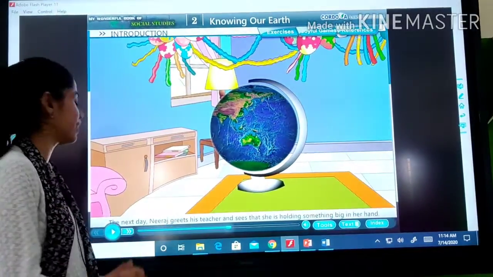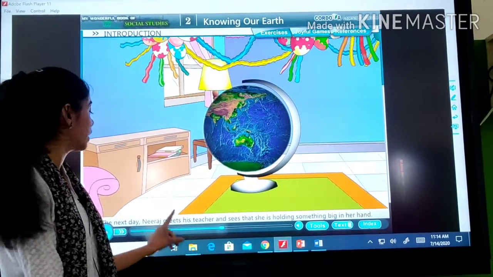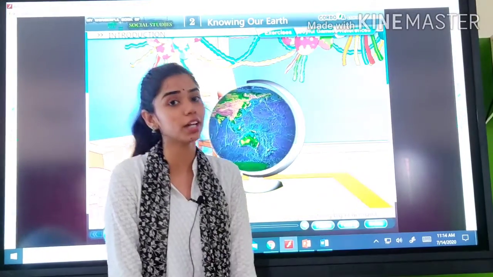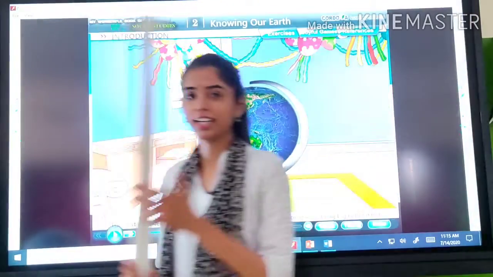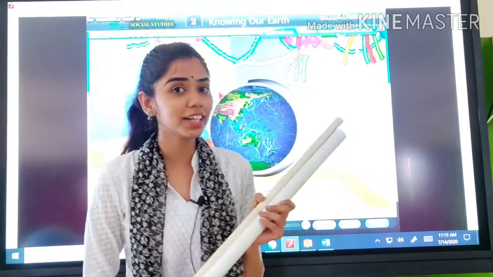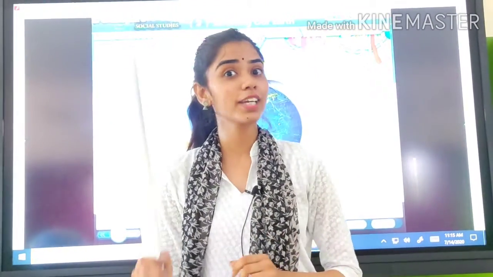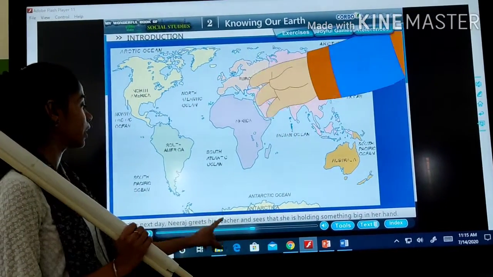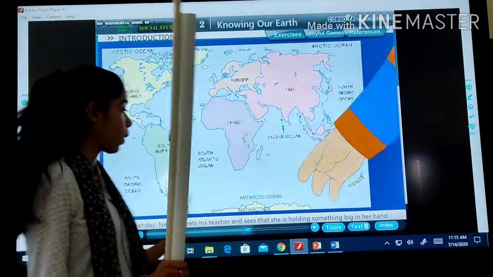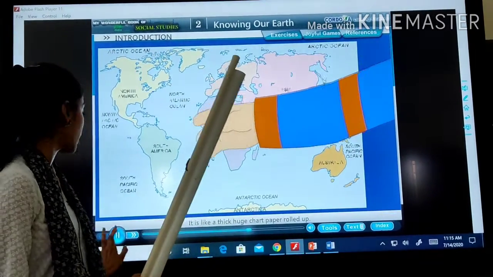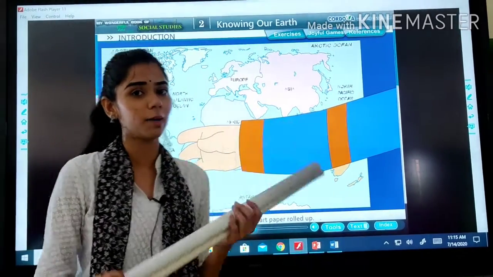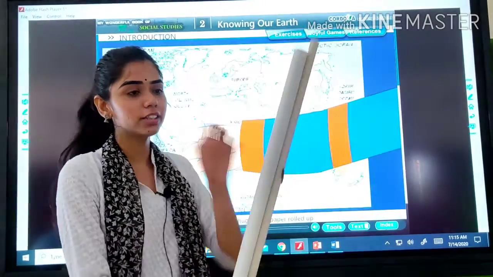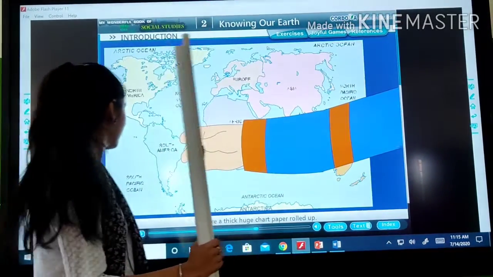What happened next day? The next day, Neeraj greets his teacher and sees that she is holding something big in her hand. Just like this, what he saw? Neeraj's teacher was holding something big in her hands. Now what is she holding? It is like a thick U-chart paper rolled up. It looks exactly like this. It is thick and it is rolled up. ये roll किया हुआ है ना?